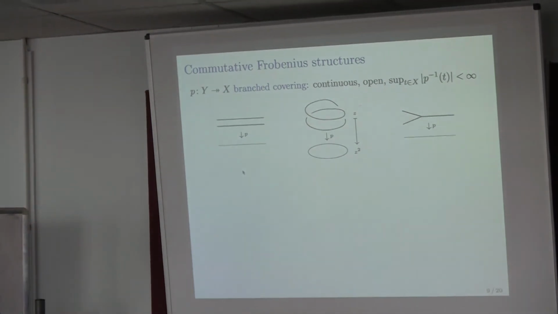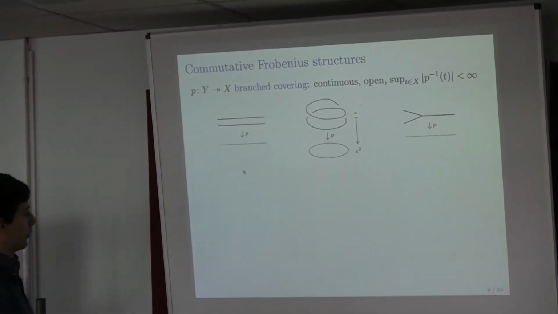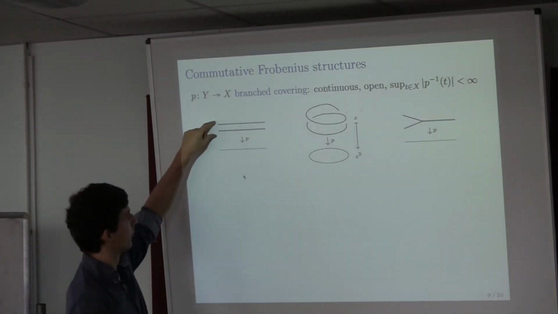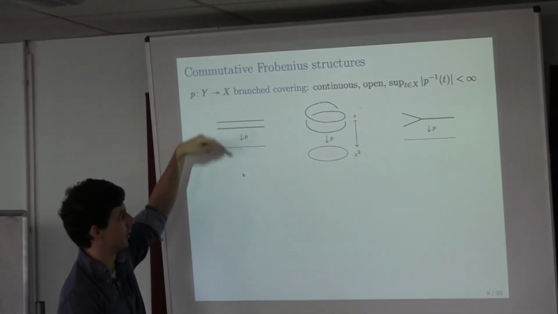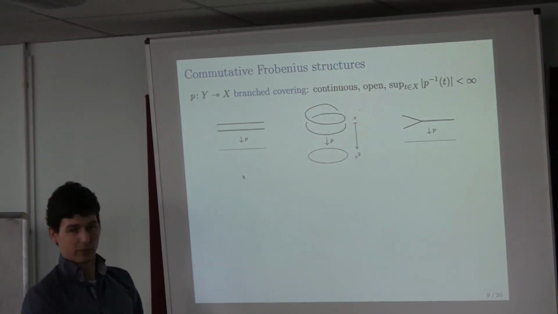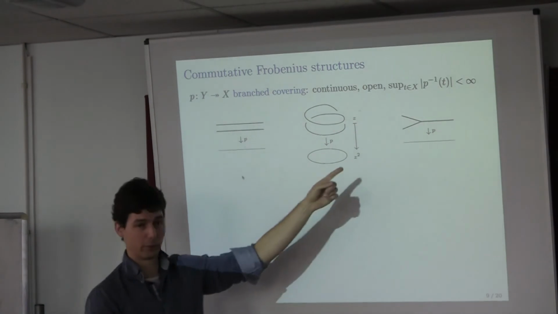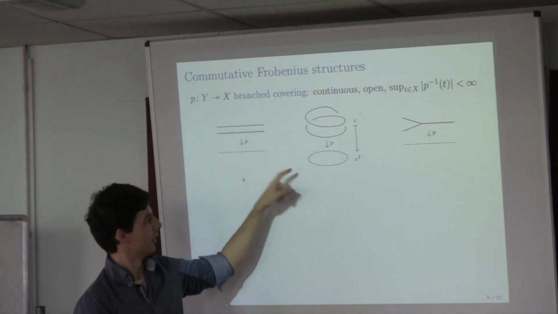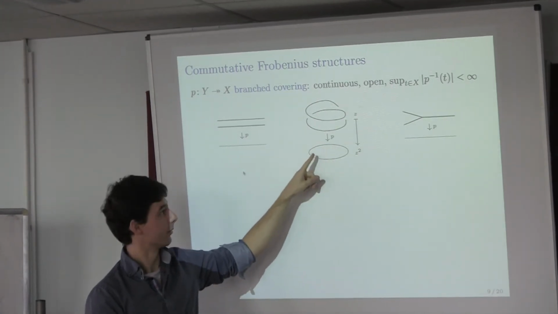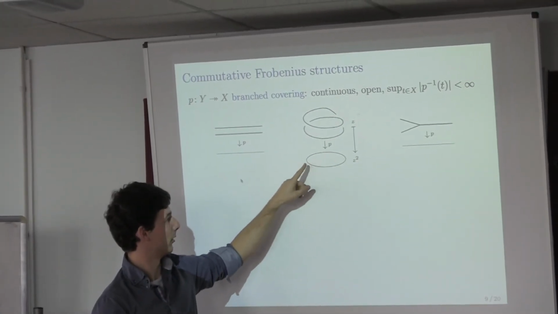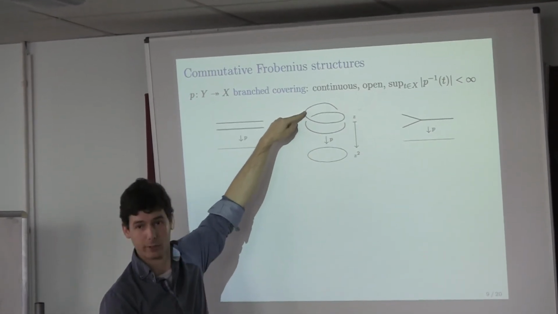Sorry, let me actually follow the slides. So let me define what a branch covering is, and then I'll talk about commutative Frobenius algebras. A branch covering is a map from some locally compact Hausdorff space to another one, Y over X, that's surjective, continuous, open, and I want all the fibers to be finite. These are 3 examples of such things. Here's a trivial one. Here's a double cover of a circle, so my base space is now a circle. And above each point in the circle there's a fiber of 2 elements.